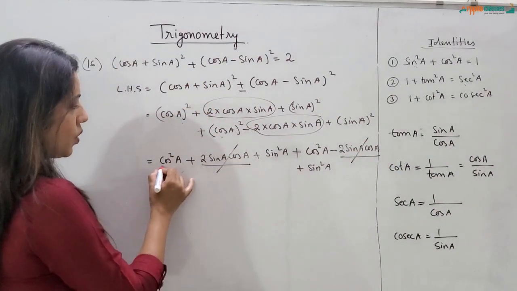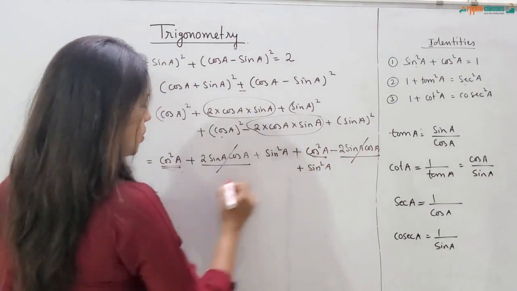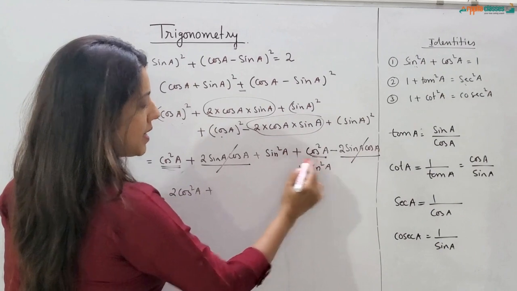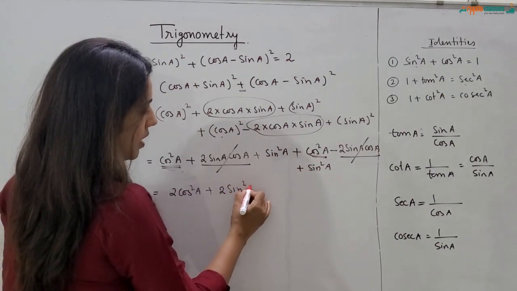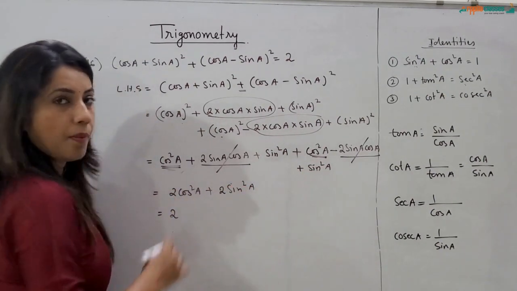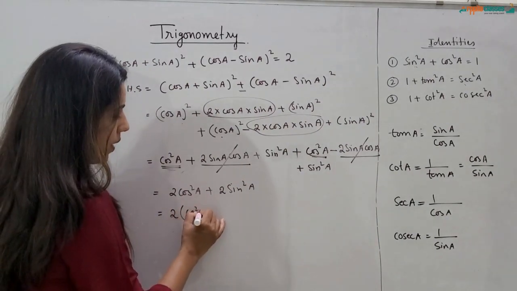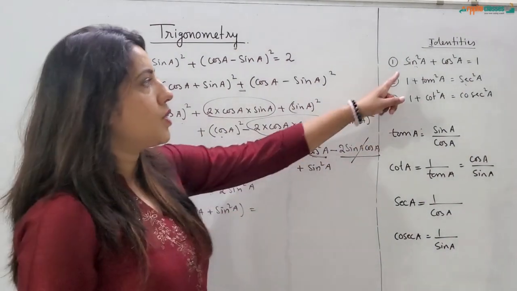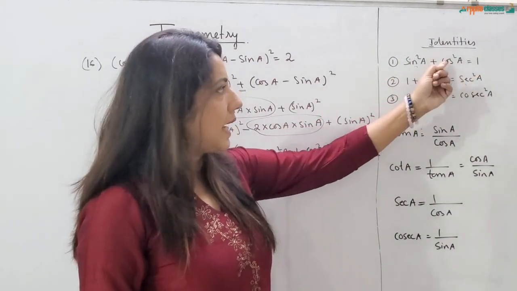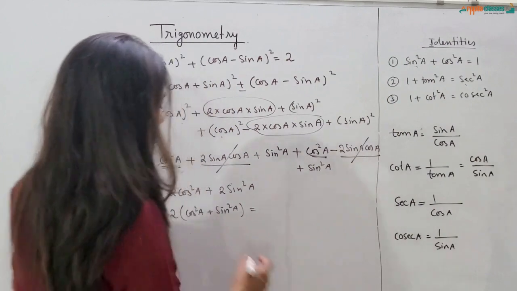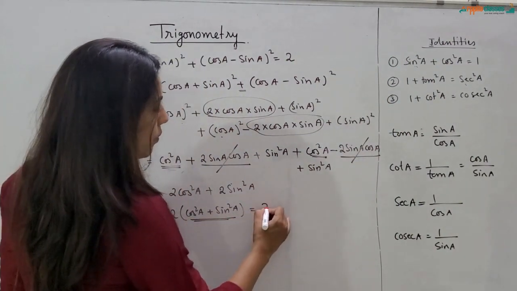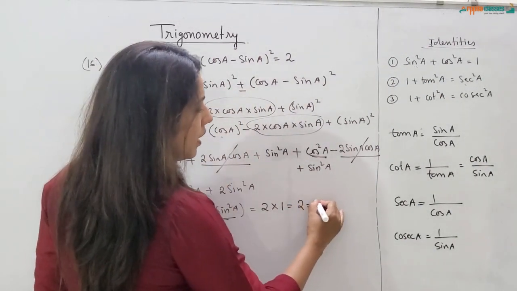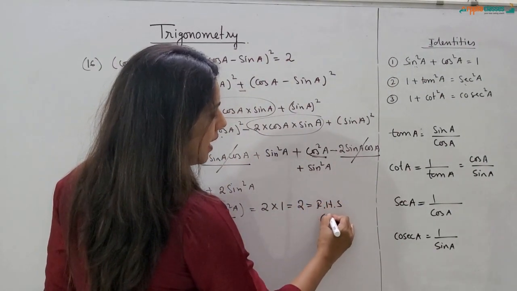So we get cos square A plus cos square A, 2 times cos square A, plus sin square A plus sin square A, 2 times sin square A. So now if I take 2 common from here, I get cos square A plus sin square A inside the bracket. Now see, sin square A plus cos square A is 1. That is again cos square A plus sin square A is 1. It is the same thing. So in place of this, I am going to write 1. So 2 into 1, that is 2. Look at your right hand side. We already got it. So it is right hand side and proved.